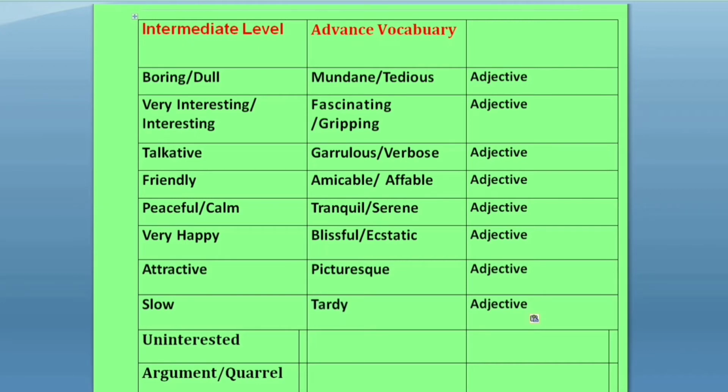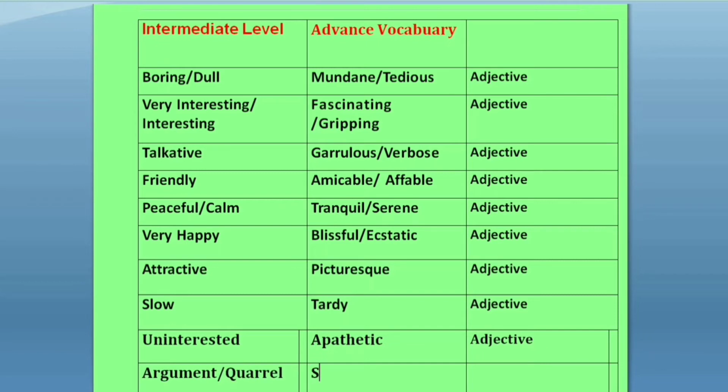So the next word which we have, the ninth one, is uninterested. So we commonly use this word uninterested. So instead of that, we can use a better term, that is apathetic. Let me pronounce it once again. It's apathetic. It is also an adjective, right?